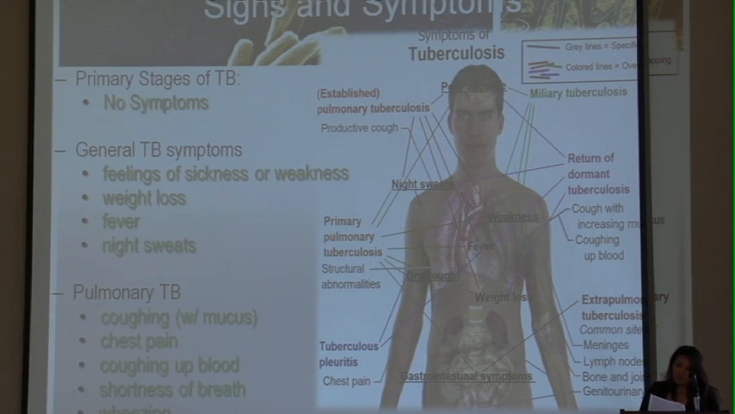The signs and symptoms of TB. In the primary stage of TB, there are no symptoms. General symptoms of TB are feelings of sickness or weakness, weight loss, fever, and night sweats. Pulmonary TB involves coughing with mucus, chest pain, coughing up blood, shortness of breath, and wheezing.